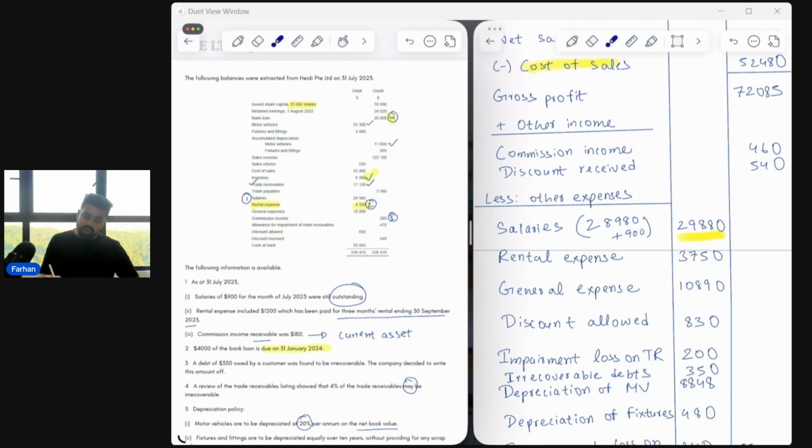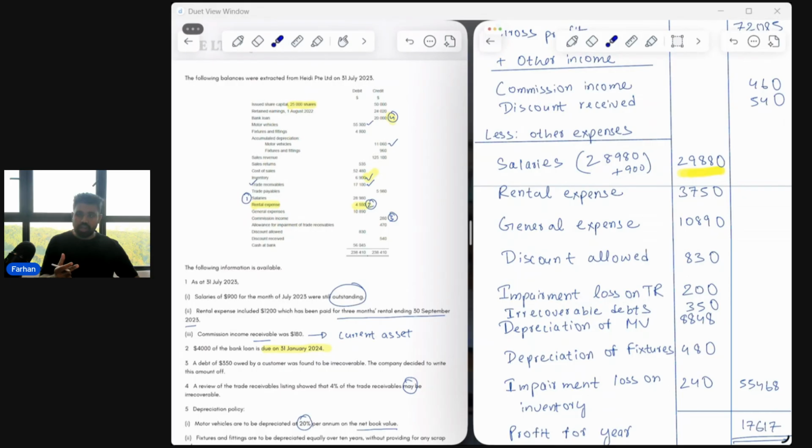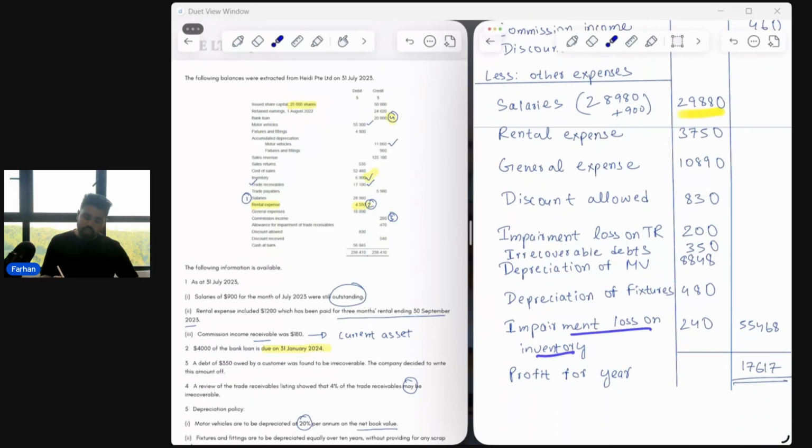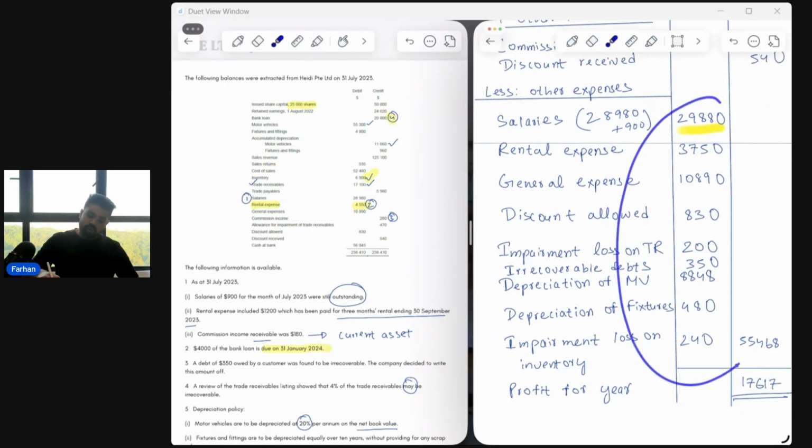So discount allowed is 830. And then we have impairment loss on trade receivables, which we found in our workings of $200. Don't forget the irrecoverable debts of $350. Then we had 2 assets which we depreciated. So we are very specific here. Depreciation of motor vehicles, which is 8,848. And then you show depreciation of fixtures, which is 480. Then don't forget the impairment loss on inventory, which we had to write down to the net realizable value. And that is $240. So what we do now is find the total of all these other expenses.